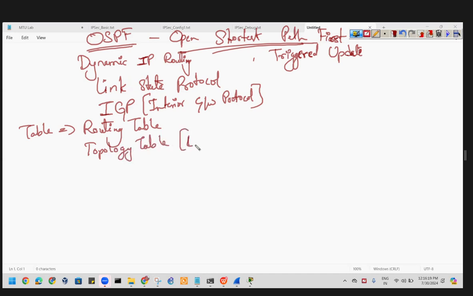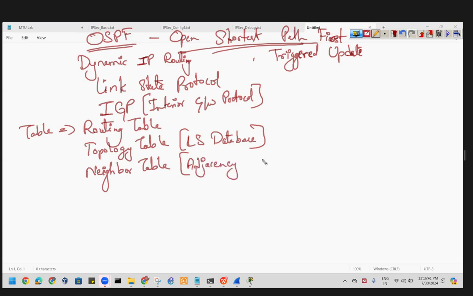The topology table is the database table, the link state database. Then the neighbor table. The topology table is called the link state database. The neighbor table is the adjacency database. Adjacency is nothing but neighborship. Okay, in OSPF terms. Then the routing table is called the forwarding database. These are the OSPF terms for the same tables.